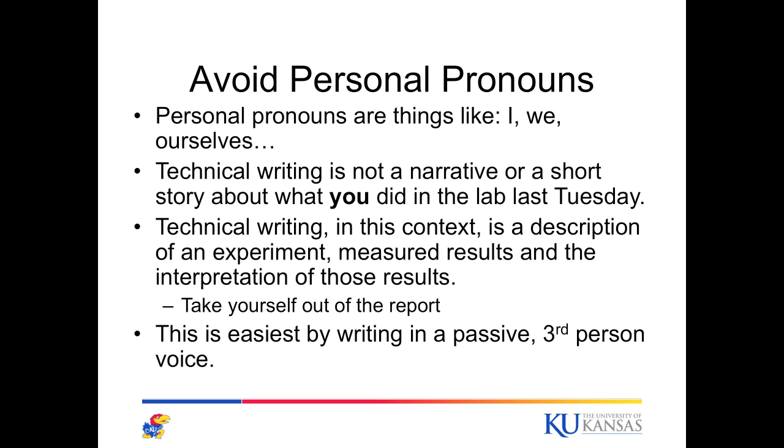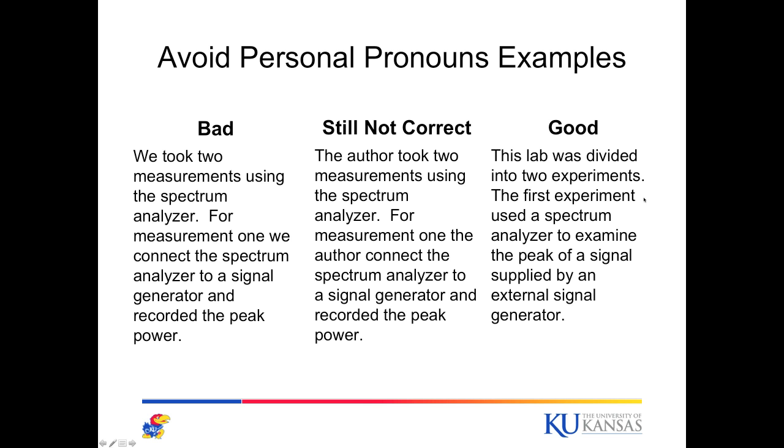Now, the easiest way to do that is to write in the passive voice, or in the third-person voice. Okay, so let's look at some examples real quick. This example on the left, which I've labeled bad, is what I often see in the first report or two. So, we took 2 measurements using a spectrum analyzer. For measurement 1, we connected the spectrum analyzer to a signal generator and recorded the peak power. It's bad because it's using the personal pronoun we. So I'll generally circle that and say, okay, avoid personal pronouns. The student will lose a few points.